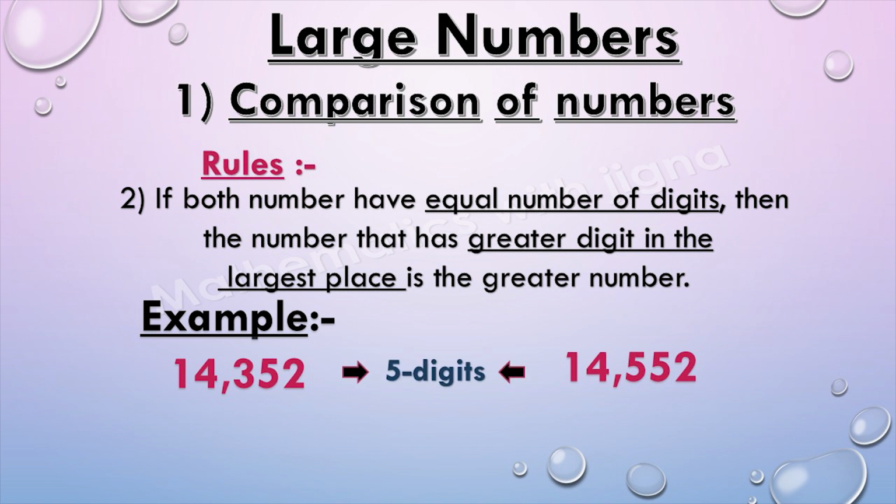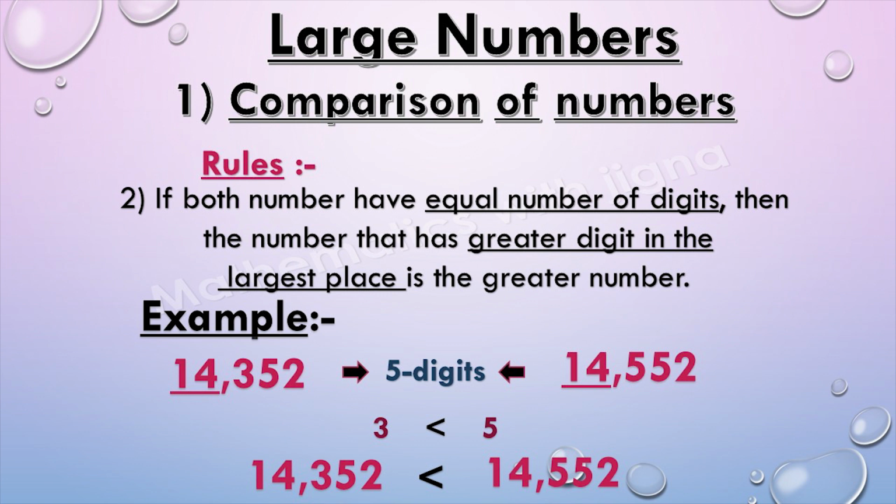So we start from the left and compare the digits until we find 2 digits that are different. In these numbers, the first 2 digits are the same. Then at the hundreds place, both numbers have different digits, 3 and 5 respectively. We know that 3 is smaller than 5. So the first number is the smaller number and the second number is the greater number. In the same manner, we can do the comparison of any numbers.